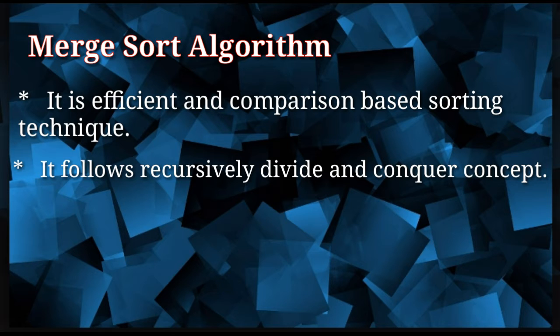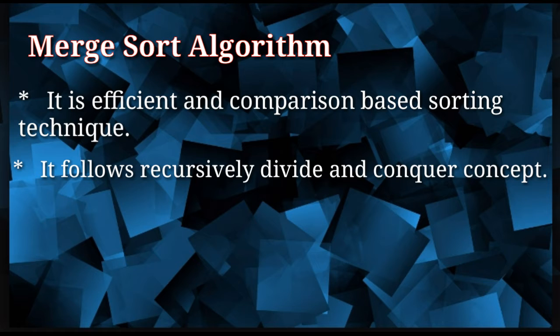Divide and conquer means when a problem is large, divide this large problem into small problems or sub problems and solve all these sub problems. Then combine or merge all the solutions of small problems to get the solution for the large problem. The problem is said to be small when it has one element.